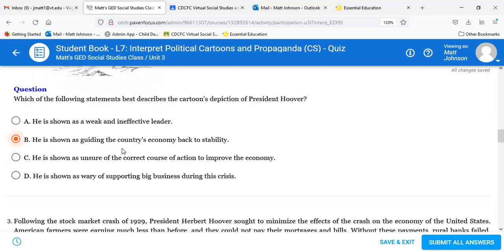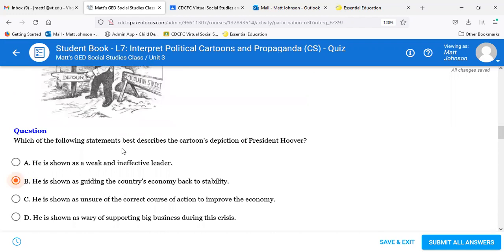So the other answers here are shown as unsure of the correct course. Now he's certainly planting that route there and hammering that in. Or shown as wary of supporting big business during this crisis. Hoover was a Republican. He was pro-business, and he worked more while he was in office. FDR is elected as the next president. Hoover is not reelected. So a lot of his policies to try to get the country out of the Great Depression were aimed at business and banking, not at the individual as much. And again, we'll talk a little bit more about that down the road.